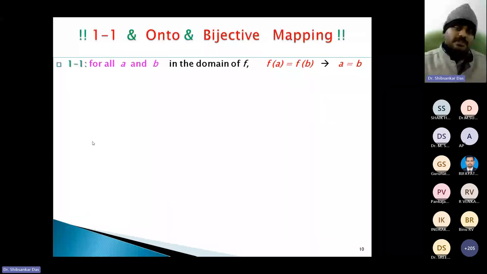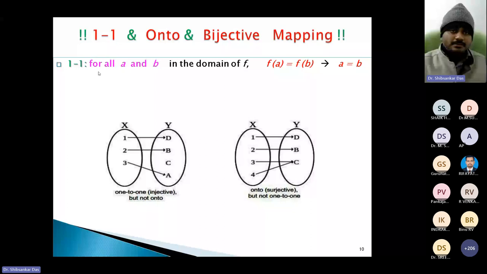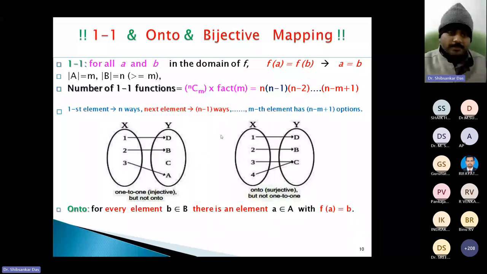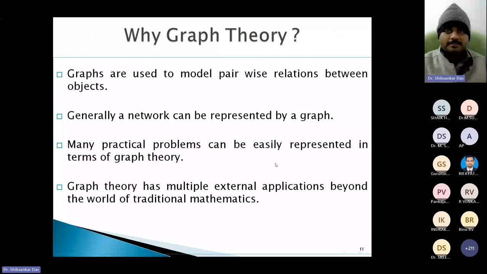There are three standard kinds of mapping: one-to-one, onto, and bijective mapping. This is an example of one-to-one, meaning for every A in the domain there is a distinct B. This is an example of one-to-one, or injective, mapping. And there is onto mapping: for every element B belonging to B, there is an element A such that F of A is equal to B. This is an example of onto mapping, and a mapping which is both one-to-one and onto is called bijective mapping.